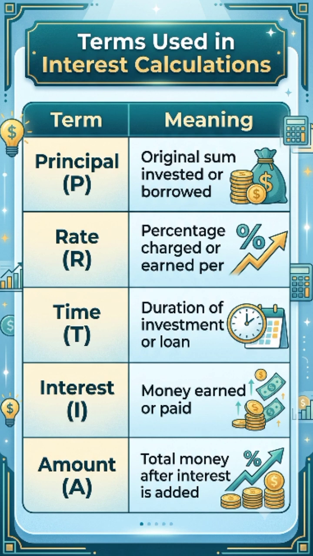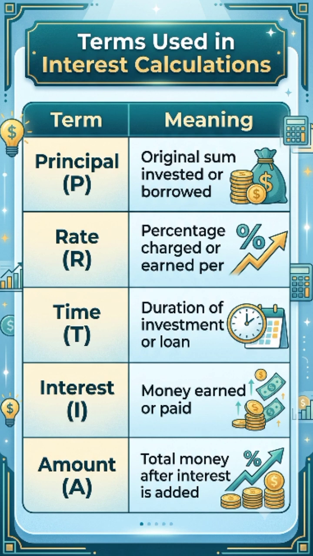The next one, we have rate. Rate is the percentage charged per year. The percentage used to calculate your interest, that is the rate. Now we have time. Time is the duration of the investment or loan, whether it is for a period of 3 years, 2 years, a year, and so on. That's what we call time.